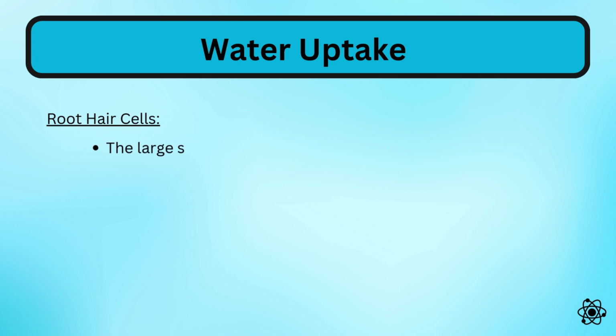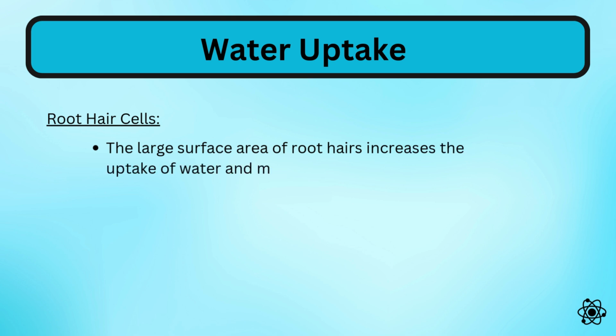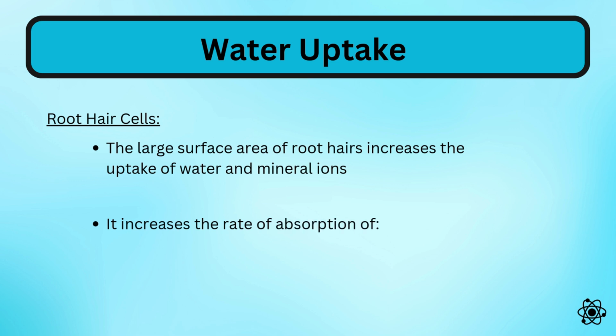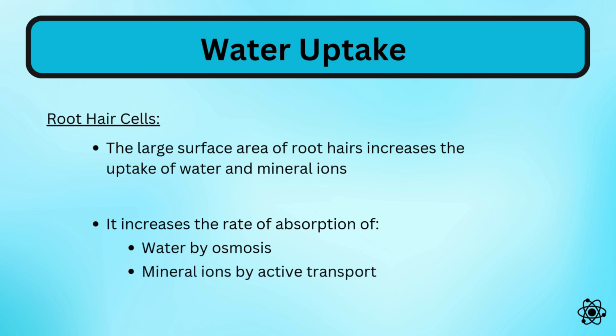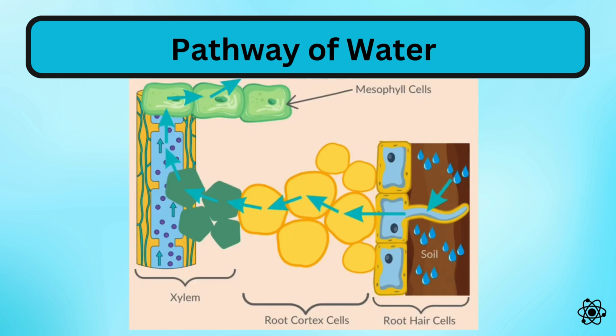So how are root hair cells adapted to do their job? The root hairs greatly increase the surface area, which therefore increases the uptake of water and mineral ions. It increases the rate of absorption of water by osmosis, and it increases the rate of absorption of mineral ions by active transport. Now, let's learn about the pathway taken by the water through the root, stem, and leaf.